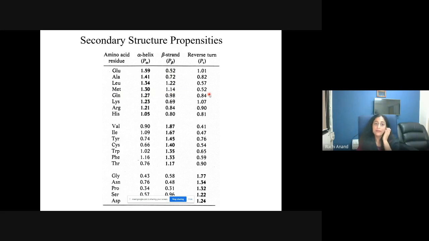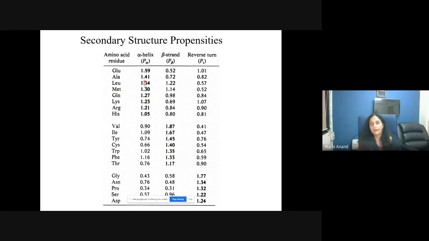There are some amino acids like you can look at valine, isoleucine. They seem to have a higher propensity towards being in a beta strand. So you can guess what kind. Suppose you have a primary structure, a collection of sequence, you can tell, okay, this must be for a beta sheet type structure because it has valine, isoleucine, tyrosine, cysteine, etc.